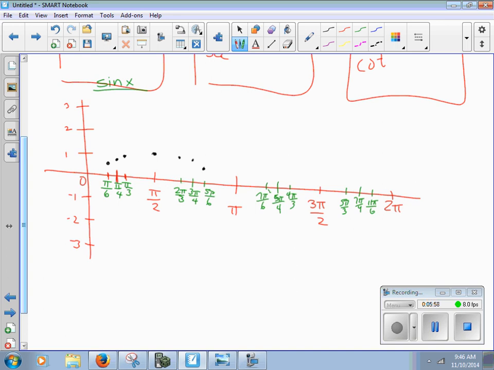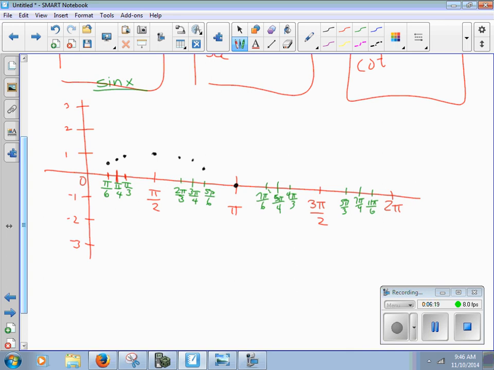Do you see that shape that's forming? What happens at pi? It's 0, isn't it? Sine value is 0. What's getting ready to happen? We have to erase our numbers because we can't put our dots right there. No, we can. We can put our dots right there. It's okay.